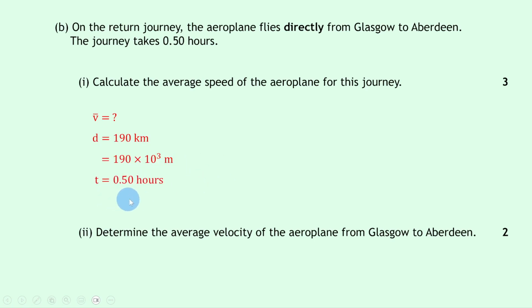And lastly, our time is 0.50 hours, which we can convert into seconds. Changing that into minutes would be 0.5 times 60, and to get it into seconds we need to times by 60 again. So 0.5 times 60 times 60 gives us 1,800 seconds.